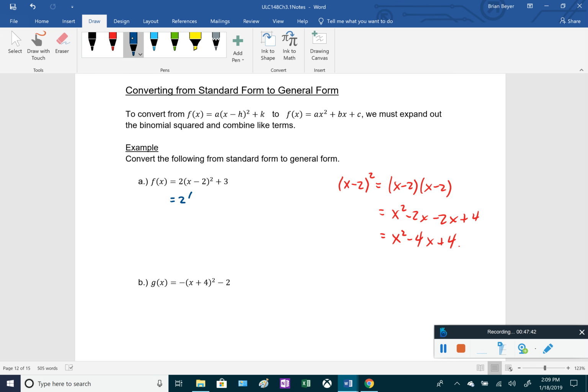So that's going to be 2, and then don't forget parentheses. So that binomial squared term becomes what we just FOILed it out to be. So distribute that 2, we get 2x squared minus 8x plus 8 plus 3. Combine like terms, and this will be our function in general form. So combine those constants at the end, and we get 2x squared minus 8x plus 11.